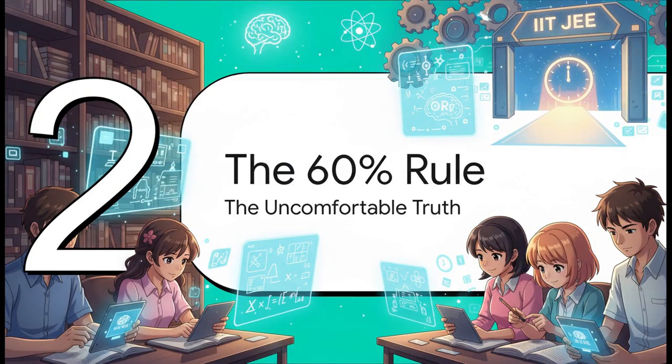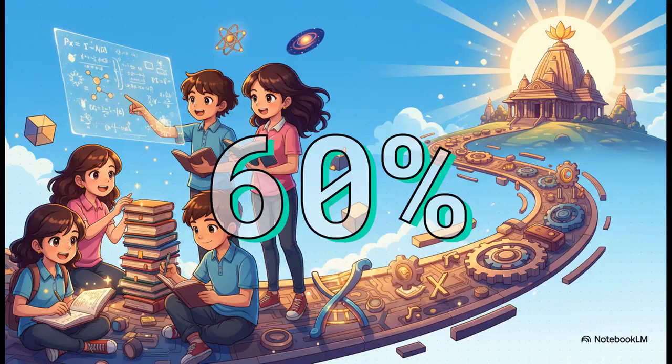Okay, so we know the targets. Now let's talk about the single biggest mistake that almost every student makes. And it's a bit of an uncomfortable truth, you know? It's about where this entire battle is really won or lost. 60%. Just take a good look at that number. What do you think it represents? It's not the passing mark. It's not what you need to score. It's something way, way more fundamental to your entire 2-year journey.